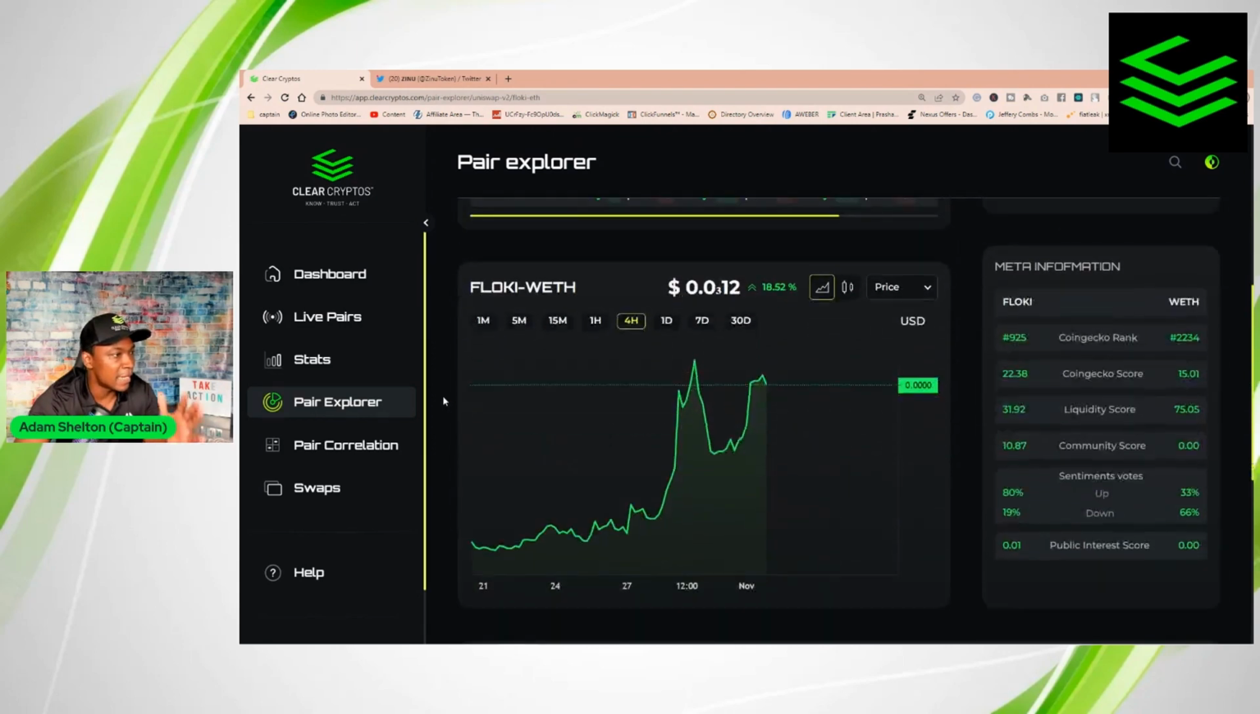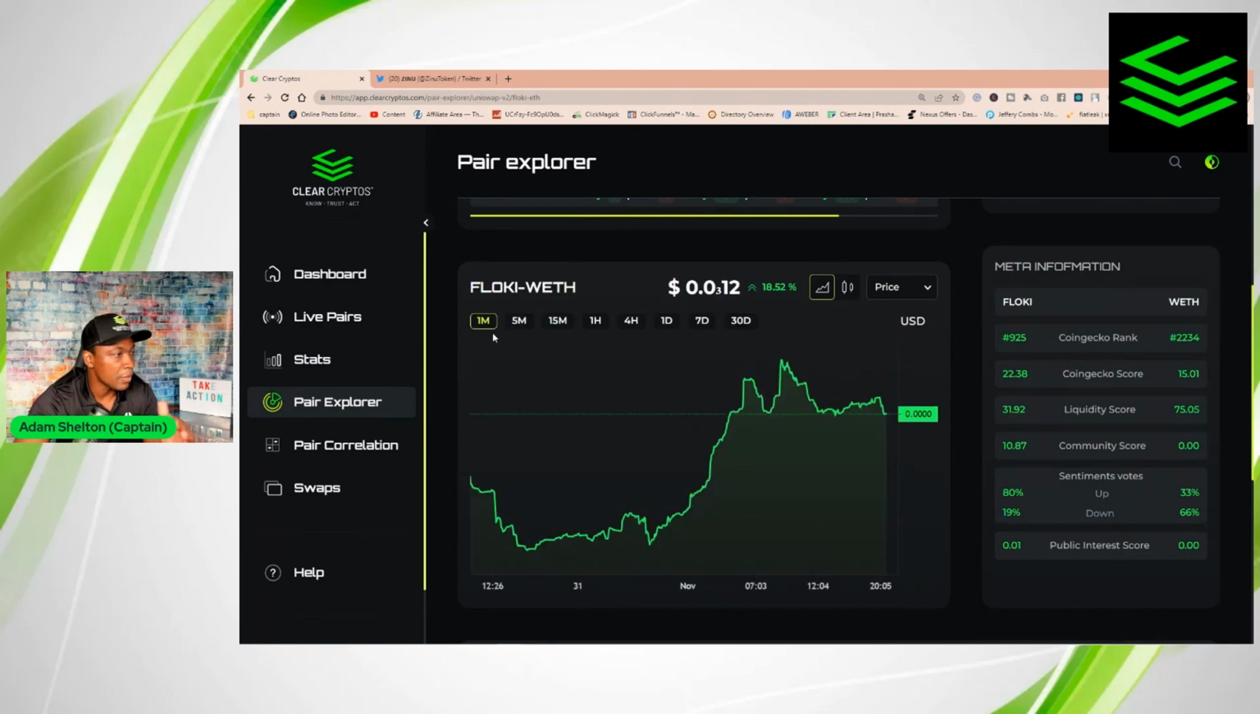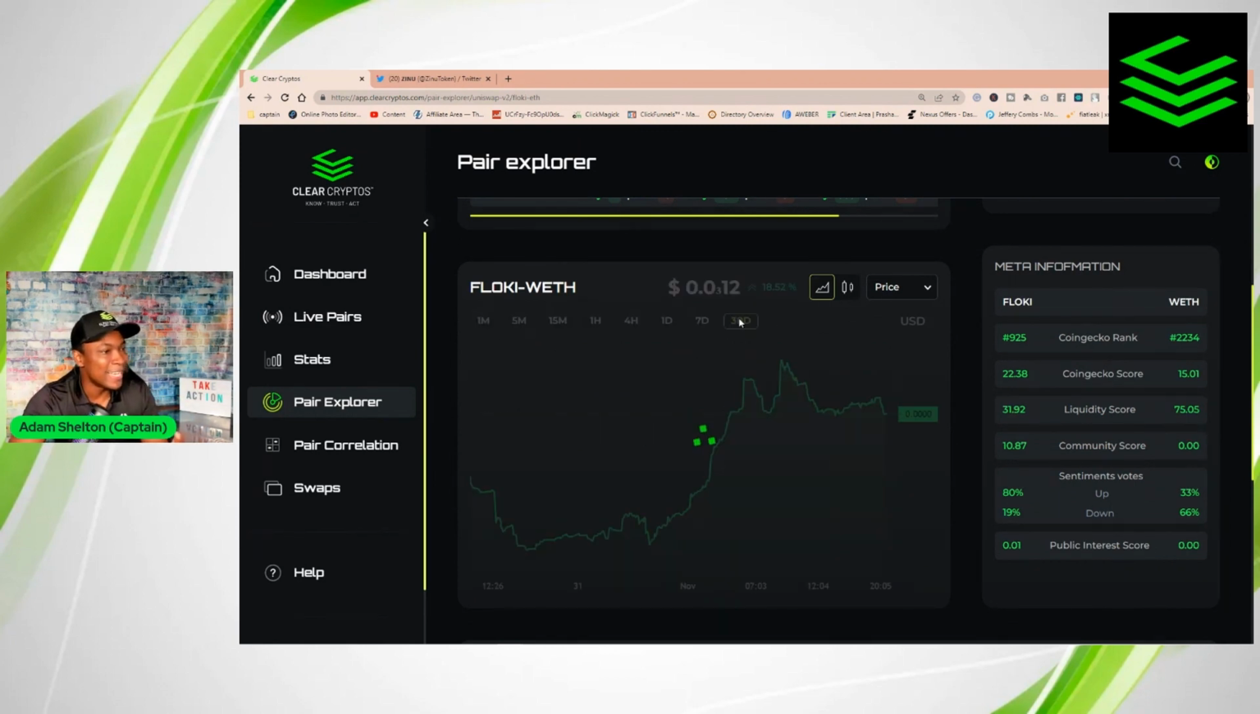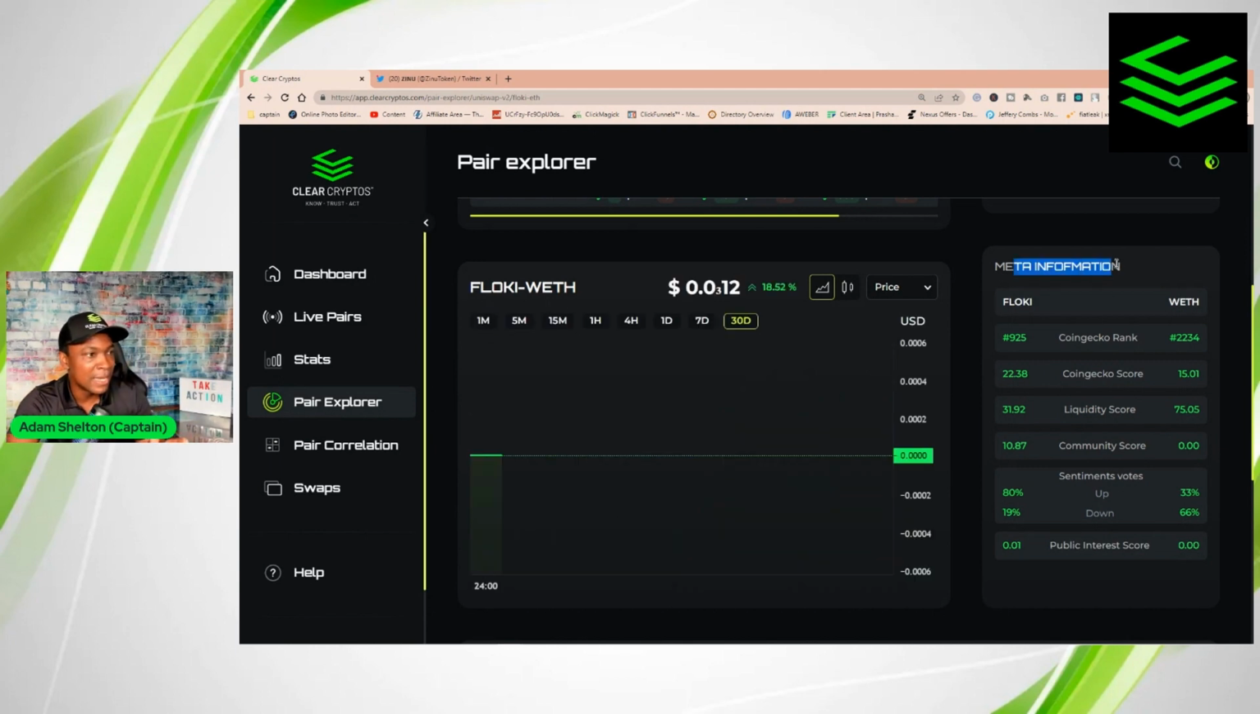Look at all this data. Goes down to the graph. I got the 4-hour chart, the 1-month chart. Oh, no, excuse me, the 1 minute chart, the 1 minute chart here, 30-day chart. Oh, look at this. And then the meta information here.